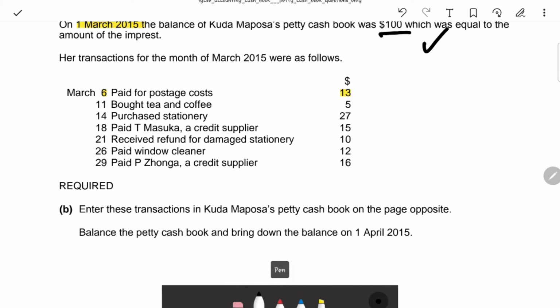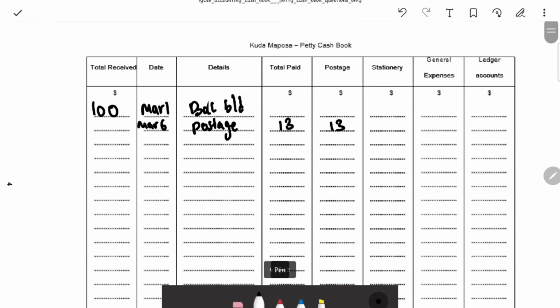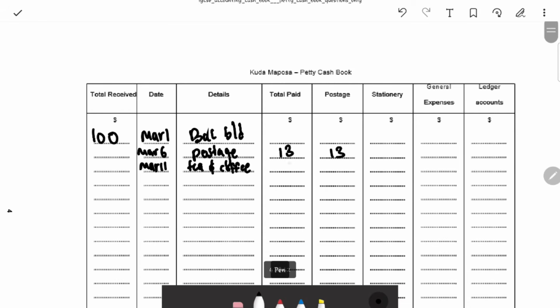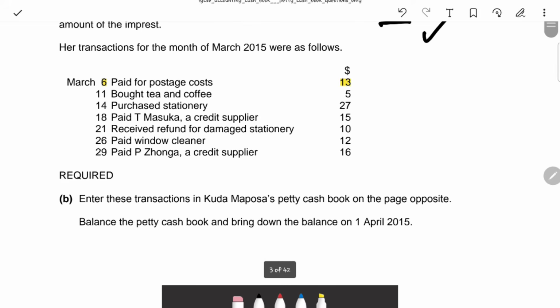The next one is on March 11th. We are buying tea and coffee, and we're buying it for $5. So we're spending $5, which is going to be in total paid, and this should be in general expenses. Okay, so we've done the first two.